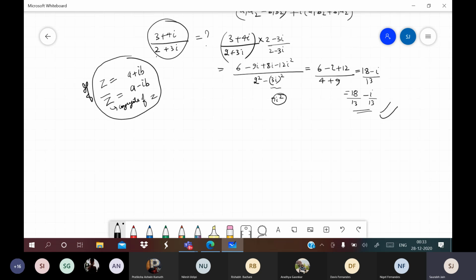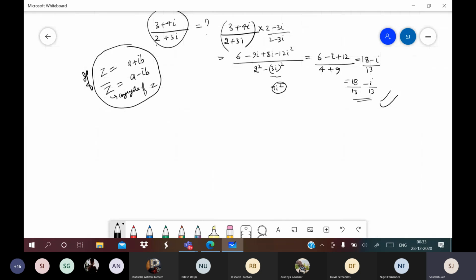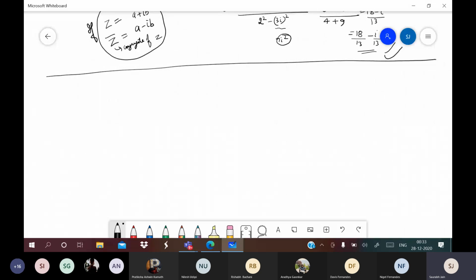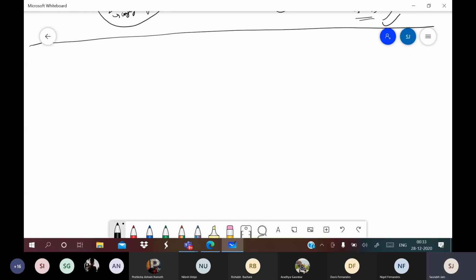So what we are going to do, before moving further into conjugate and everything, is introduce you to some new concepts now. The first is square root of a complex number.